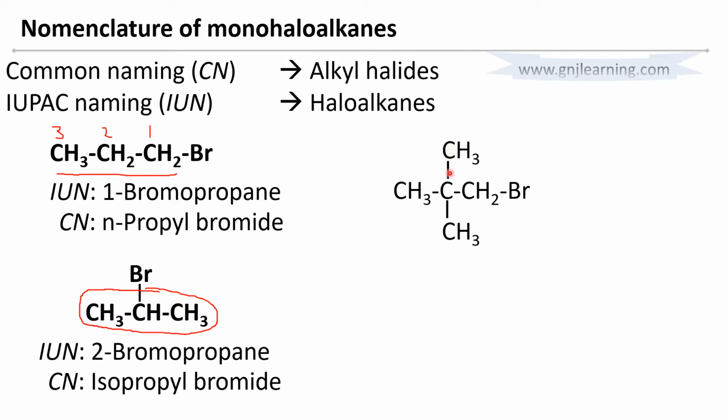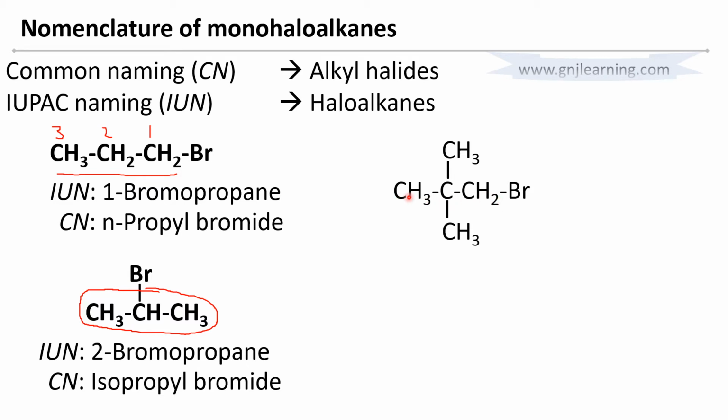If I count like this, there is 3. If I count like this, there is 3. If I count in all directions, there are 3. So what I have to be careful about is that I should include bromine in it. While numbering, bromine must be included, or the maximum number of branches must be included in that chain. Clear?